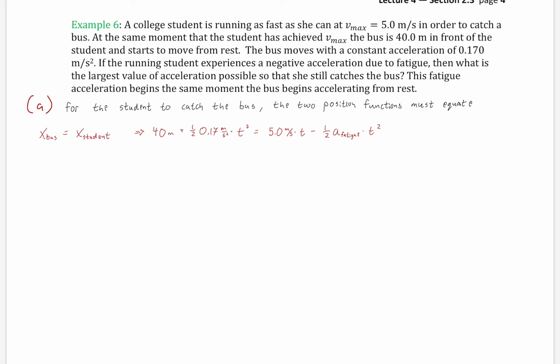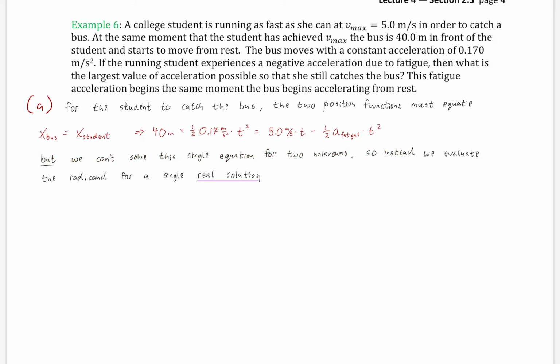The way to solve this problem, okay, is not with the single equation, because there's two unknowns, but instead we evaluate the radicand for a single real solution. Okay? And you could kind of take a graphical approach if you really want to think about it. But mathematically, there must be only one real solution. Because if we set up the quadratic formula, the expression inside the square root, which is called the radicand, has to be greater than 0. Otherwise, there's no real solution.